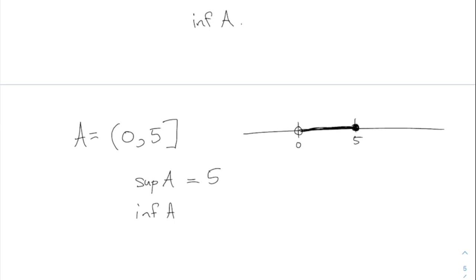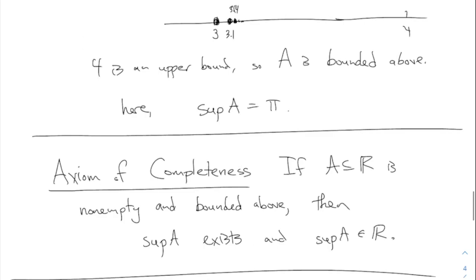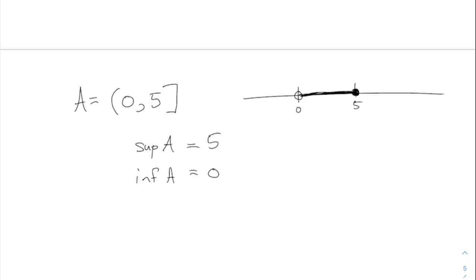Anybody worried that 0 is not included in the original set? It doesn't matter. The sup or the inf doesn't have to be in the set that you started with. Just like up here, pi was the sup of this set, even though pi was not in the set to begin with. That's fine. The sup or the inf is not necessarily part of the original set. Sometimes it is, sometimes it isn't. All right, great. That was a simple example.